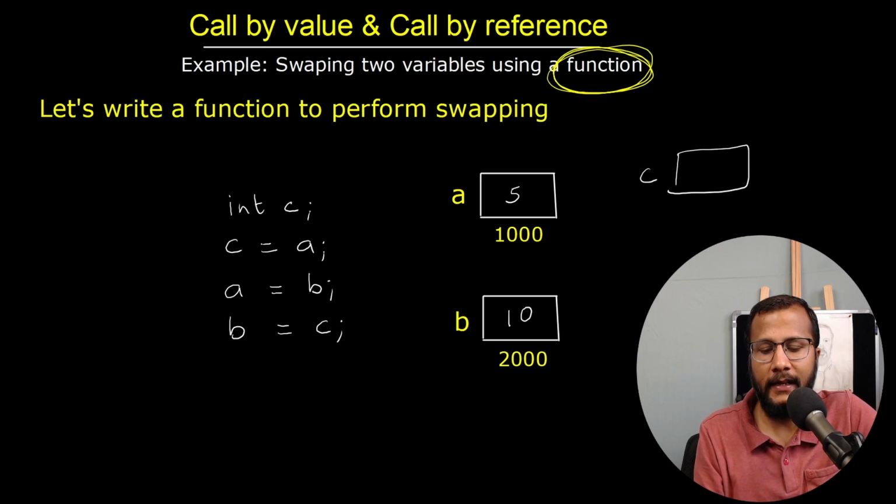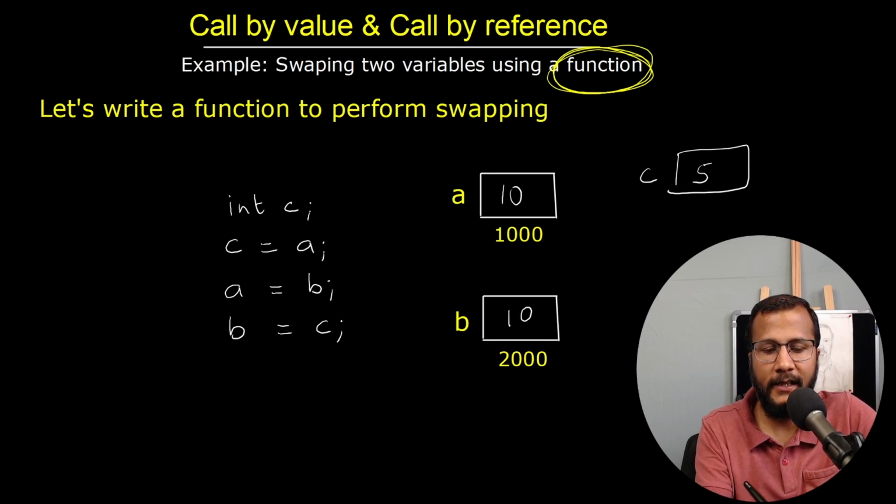And I write C equals A. That means I'm copying A to C. C equals A, so C should be 5. And A equals B, so B would be copied to A. So this would be nothing but 10. And B equals C.